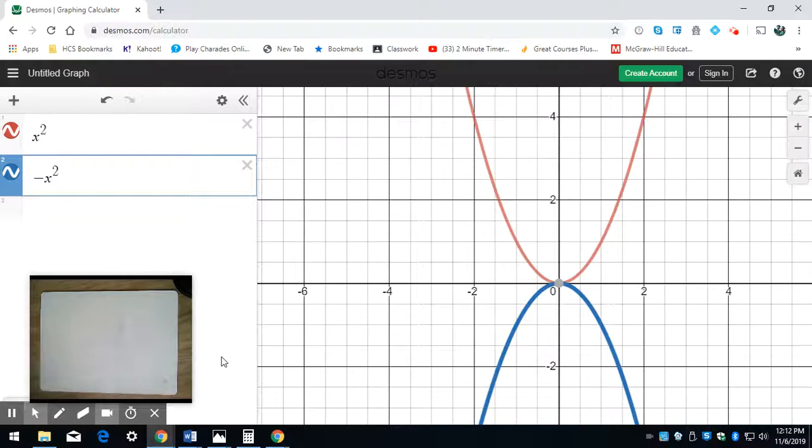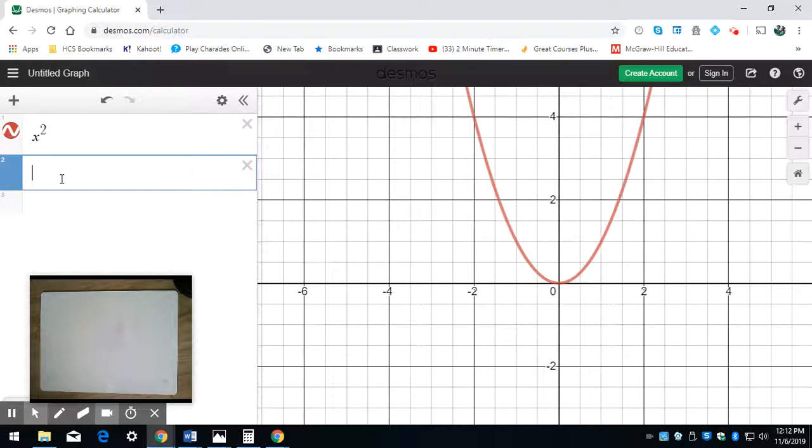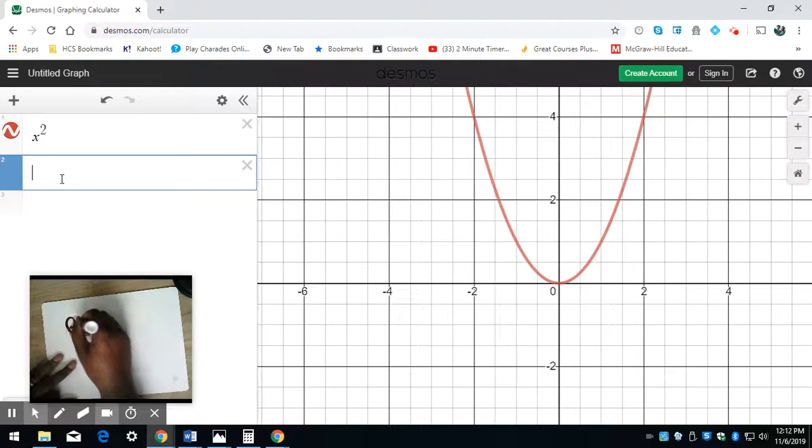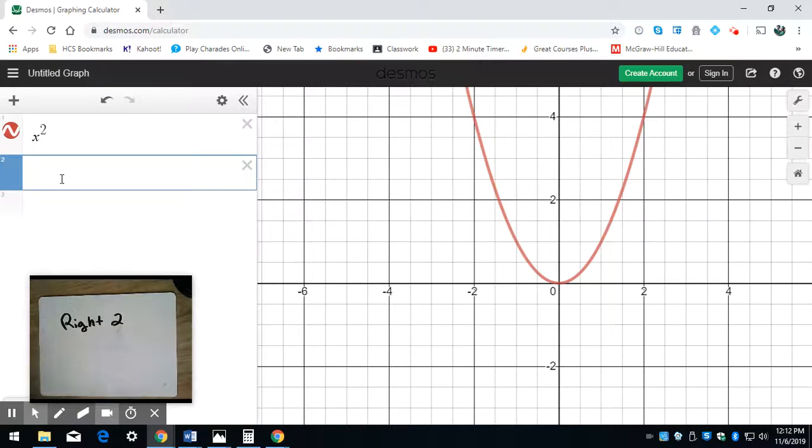All right. So let's say that I wanted to shift to the right too. Well, how would I do that? Well, let's remember we've got x minus h squared plus k. If I'm shifting to the right, I don't care about the k part. And if I shift to the right 2, that's going to be x minus 2 squared.